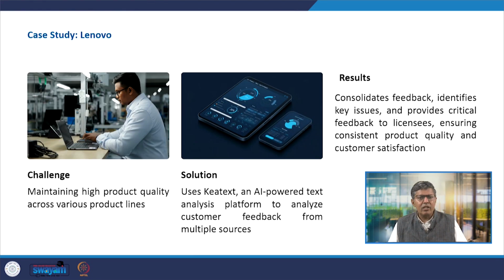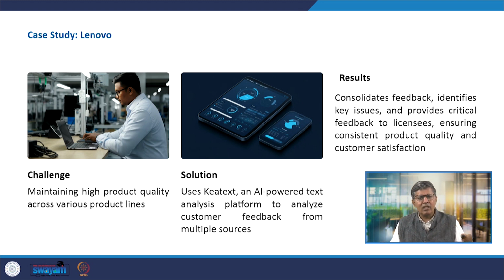Okay, this is a case study of Lenovo. Now for Lenovo, the challenge was maintaining a high product quality across various product lines, right? So Lenovo used Keatext, an AI powered text analysis platform, to analyze the customer feedback. The result was very promising. It consolidated the feedback, identified the key issues, and provided critical feedback to the licensees, ensuring a consistent product quality and customer satisfaction. So these are very important.